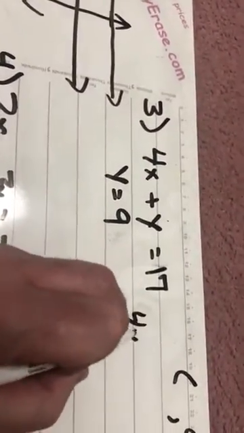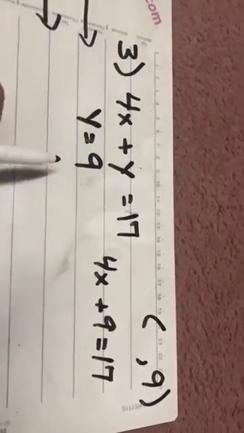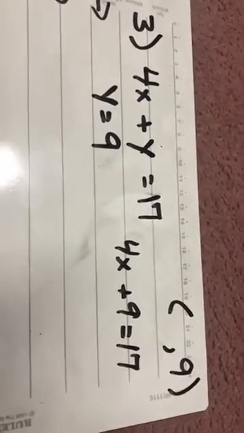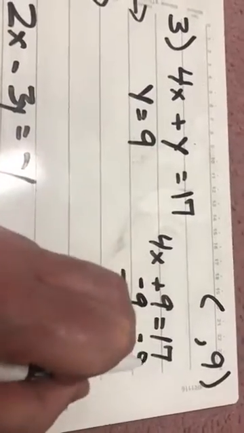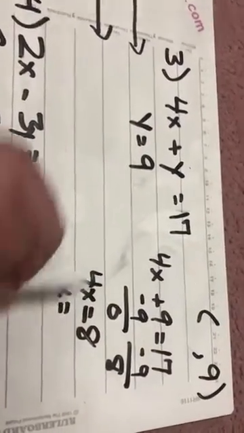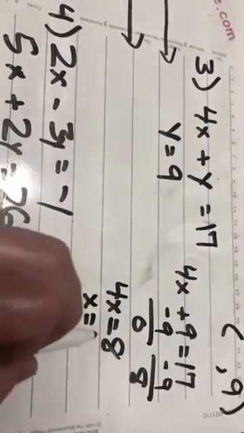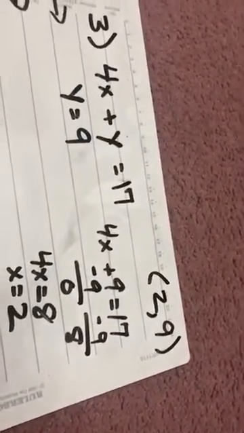So let's just make it easy. Let's just go and plug 9 into the equation. 4x plus 9 equals 17. I'm taking the 9 and I'm plugging it in for y. Well, now all I have to do is solve for x. That's very basic. Subtract 9 from both sides. That leaves me with 4x equals 8. Well, if 4x equals 8, 8 divided by 4 is 2. My ordered pair is 2, 9.